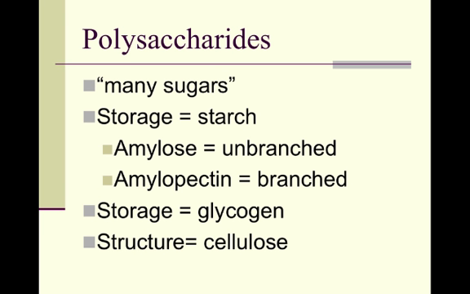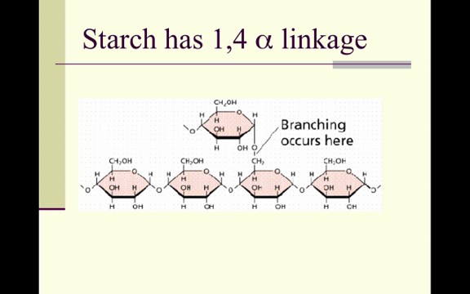The other type of storage molecule that we see a lot of is called glycogen, and that's how we store sugar in our body so that we can use it later on. Polysaccharides also have a structural function such as cellulose, and that's the stuff that makes plant cell walls so that they're firm. Let's look at those a little more.